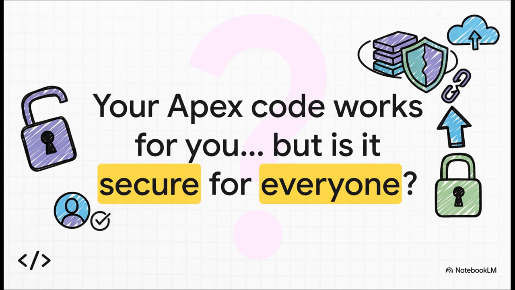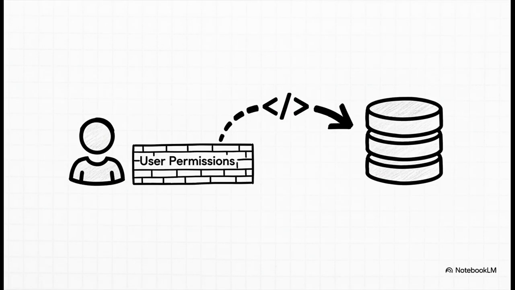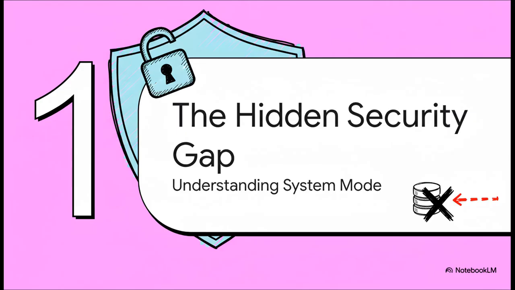Is it still secure? And that's where we hit this fundamental, kind of surprising concept. By default, your Apex code doesn't always care about user permissions. It often runs in what's called system mode, which means it can just bypass all those carefully configured permissions you've set up, creating a massive potential security gap. So let's dig into that hidden security gap, shall we?